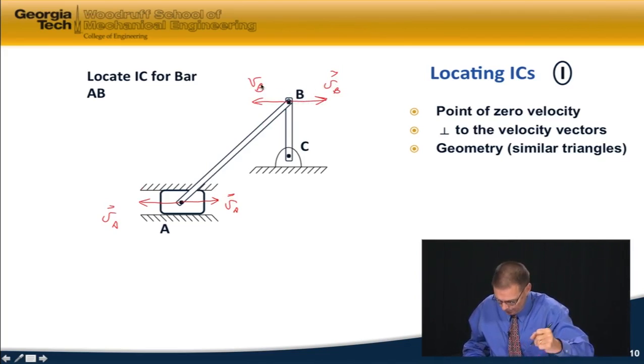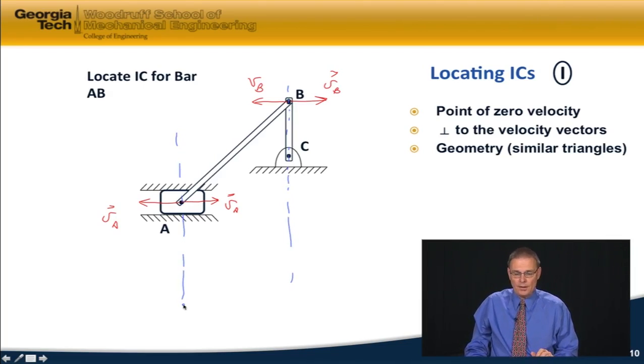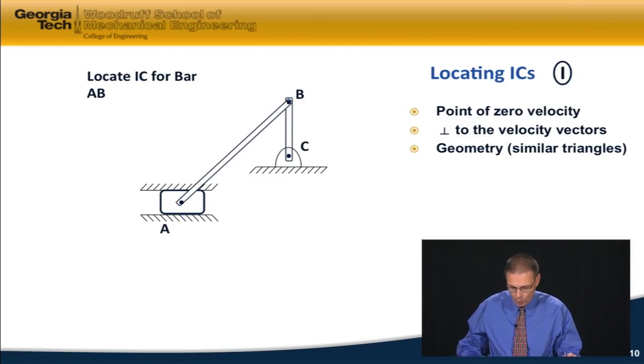And now if I drop perpendiculars from those two velocity directions, what I see is that the perpendiculars never intersect, which means that there is no IC for this bar AB. And think about what that means. What you should have deduced is that at this instant in time, at this snapshot in time, this bar AB is in pure translation. An instant later or an instant before, it would be turning, but at this snapshot, it is only translating, and there's no IC.